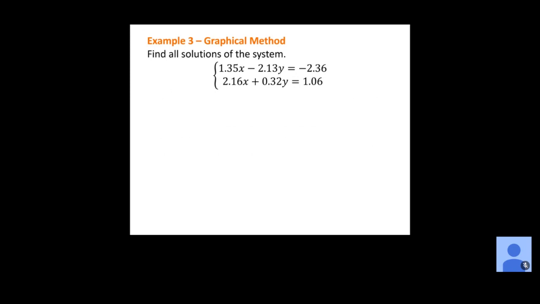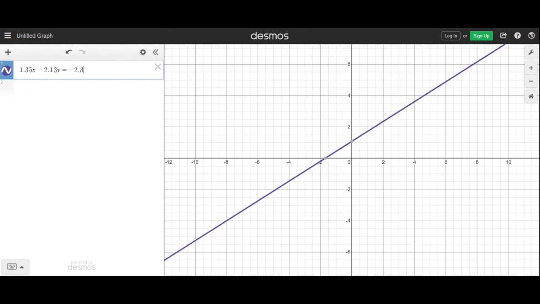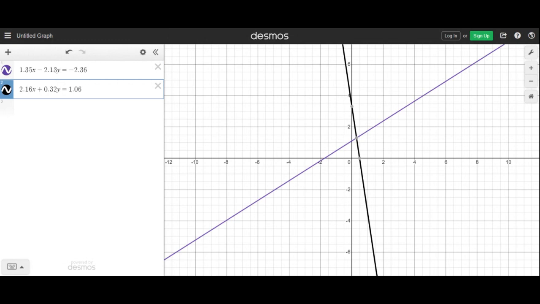Okay, so I'm just going to put this into Desmos now, and then we'll look for that point of intersection. So our first equation here, we have 1.35x minus 2.13y equals negative 2.36. Then our other equation, we have 2.16x plus 0.32y equals 1.06.